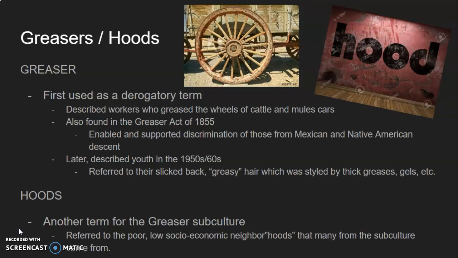Again, this is another term for the greaser subculture, and this referred to the poor, low socioeconomic neighborhoods that many of the subculture came from. So this was actually a term that was directly related to their socioeconomic status and the neighborhoods that they lived in.